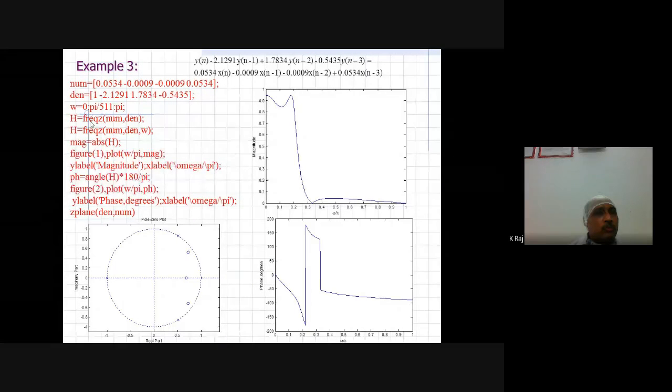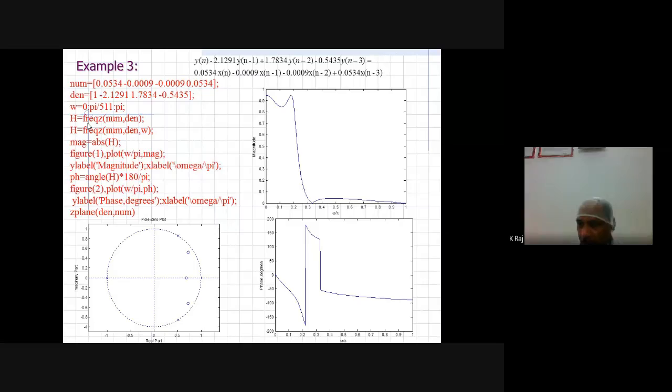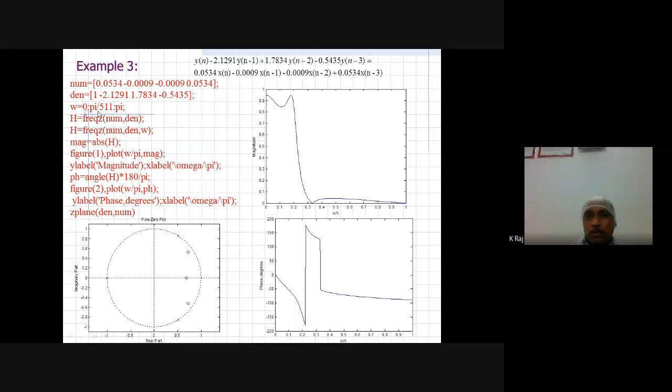There are two commands which we have described in the previous classes. One is FREQS and the second one is FREQZ. What is the meaning of FREQZ? The frequency response of discrete time systems. Frequency response of the discrete time system in the Z plane. Your name? Akash? Yes, sir. Okay, good. So frequency response in the Z plane will be represented by FREQZ.